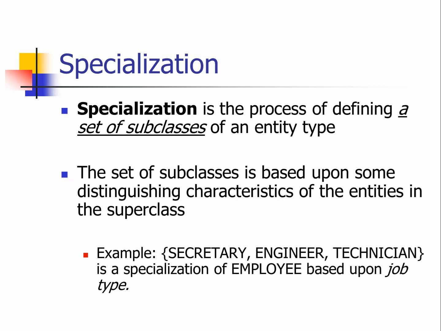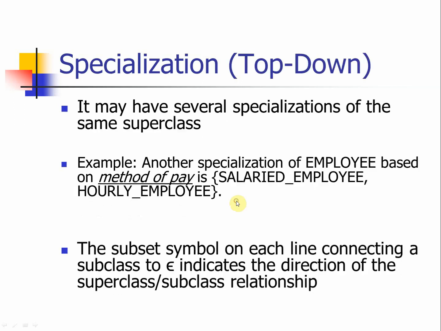So specialization is a process of defining a set of subclasses of an entity type. Just like the employee, based on the job properties, then you can subcategorize into secretary, engineer, and technician. The set of subclasses is based upon some distinguishing characteristics of the entities in the superclass. It may have several specializations of the same superclass. Just like we see, based on how they get paid, we can subcategorize into salary employee and hourly employee.